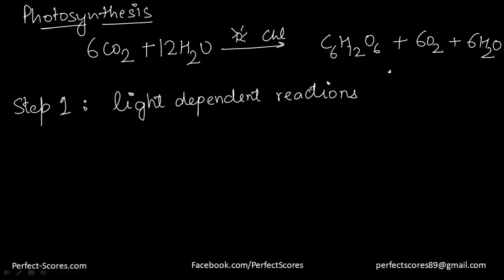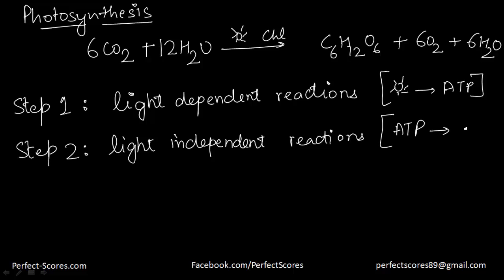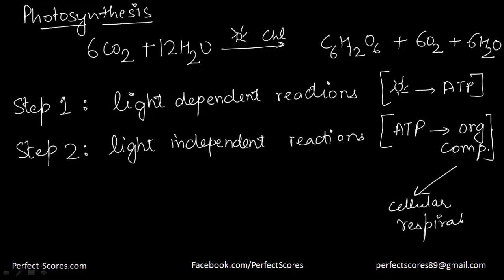Now these reactions convert the light energy into chemical energy, that is ATP. Then step number 2 is known as a light independent reaction, because it can take place in darkness as well. They use the chemical energy of ATP to synthesize organic compounds, that is glucose. We are going to discuss these in detail, and the organic molecules that are produced can be used in cellular respiration to provide energy, which we have just done.